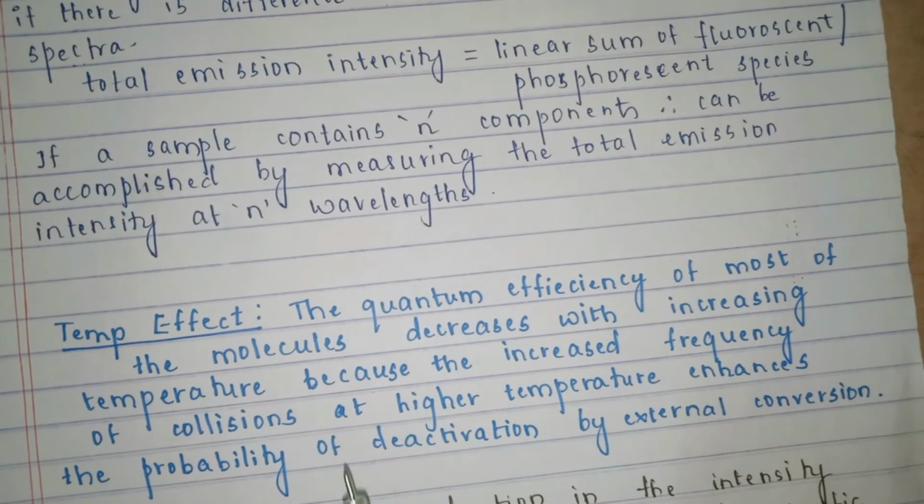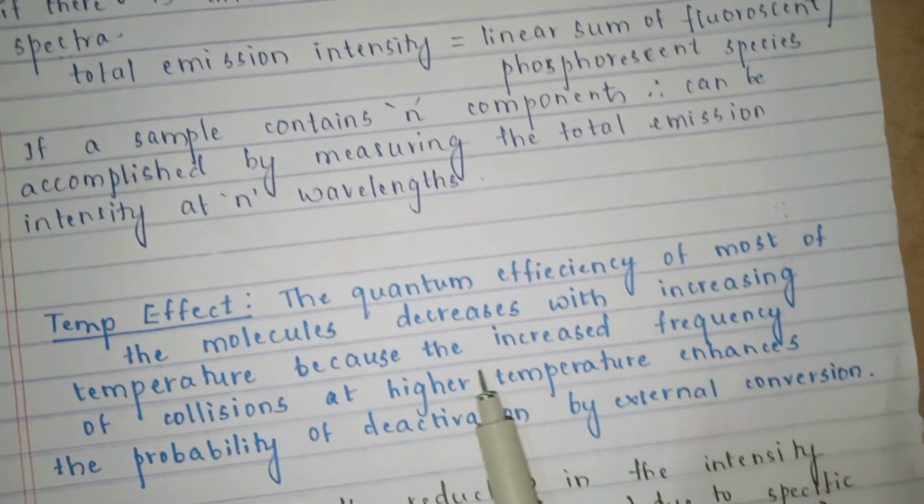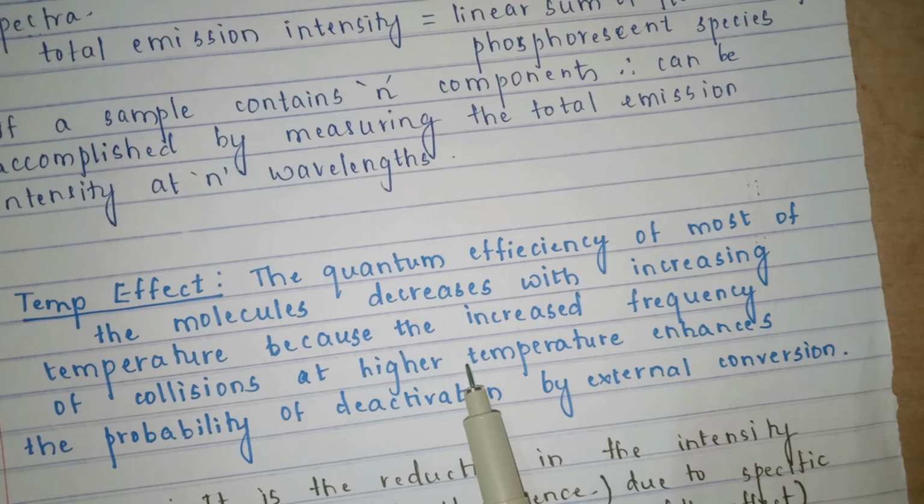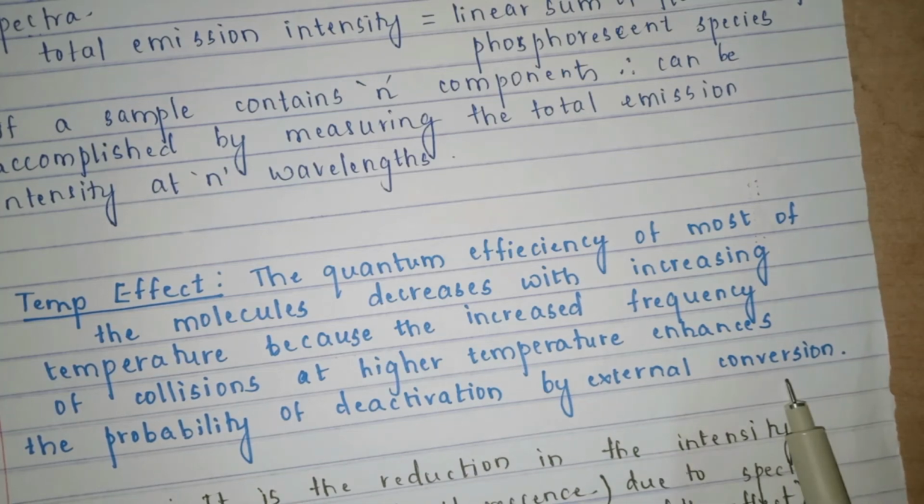We have already seen the temperature effect, that is, increased temperature and increased frequency of collision. The moment there is an increase in the temperature, there will be increased frequency of collision at higher temperature. This enhances the probability of deactivation by external conversion. What is the meaning of external conversion? Two molecules may collide with each other and in turn they may lose their fluorescing capacity.